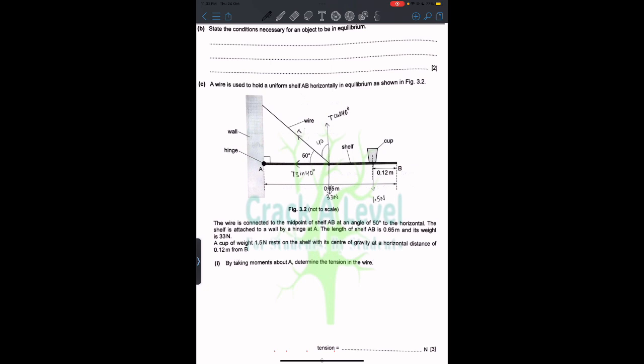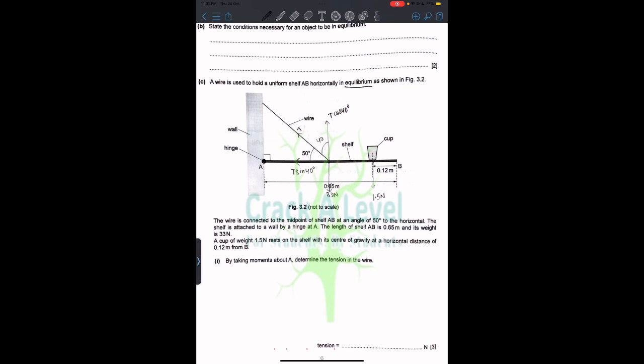It says a wire is used to hold a uniform shelf horizontally in equilibrium. I'll just highlight that it says it is in equilibrium. The wire is connected to the midpoint. Okay, this is the midpoint, and it says a uniform shelf. Uniform shelf means that if you know the entire length, you're able to dissect it in ratios. Like it says the wire is connected to the midpoint, you can take 0.65 and divide it by 2, and you know what this length is. But we're not going to do that right now. We'll just read the question completely.